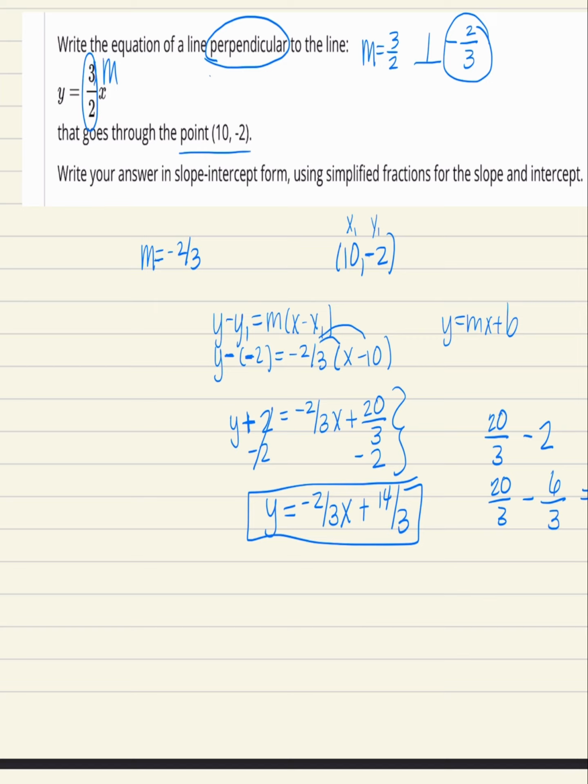There's no reason to change these fractions to decimals because they would be repeating decimals. You'll notice that it says using simplified fractions. So I hope this helps.